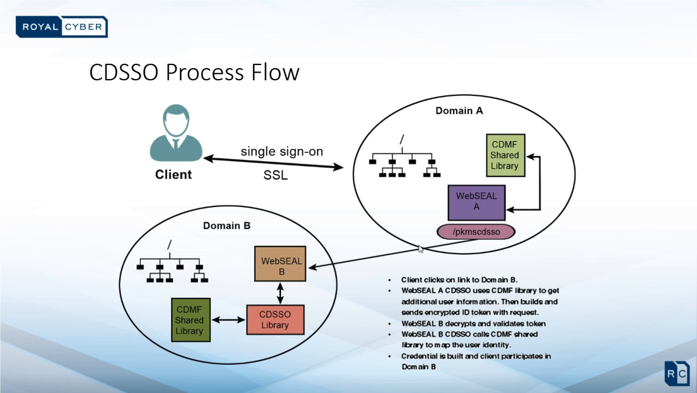Another thing is the CDSSO process flow, that is, how the authentication mechanism works in cross-domain single sign-on. This is the process you can see on the screen. Any user who wants to participate in multi-domain must have a valid user account in the initial domain, and an identity that can be mapped into a valid account in each of those participating remote domains. So a user cannot invoke the cross-domain single sign-on functionality without initially authenticating to an initial secure domain, let's say domain A, that contains the user account information.